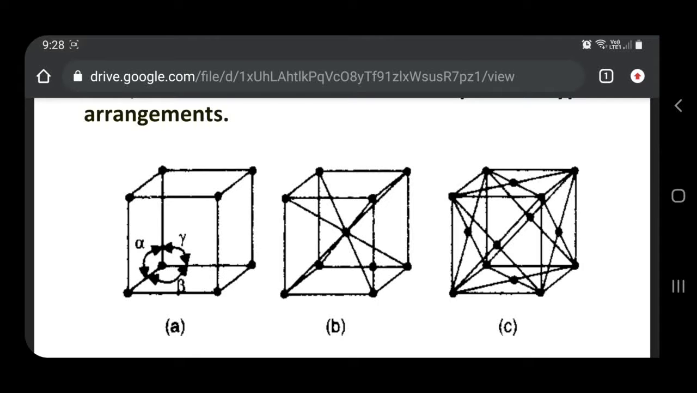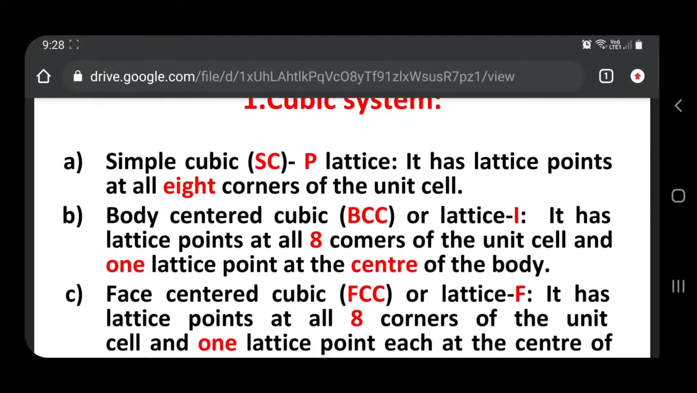And this is BCC, that is body centered cubic. Apart from 8 corner atoms, one more lattice point is centrally located, where you can have the presence of either an atom, molecule, or ion. Okay, whereas in the third diagram, that is C, you have FCC, that is face centered cubic. Apart from 8 corner atoms, at the center of each face you have a lattice point. Okay, so this is the cubic system.